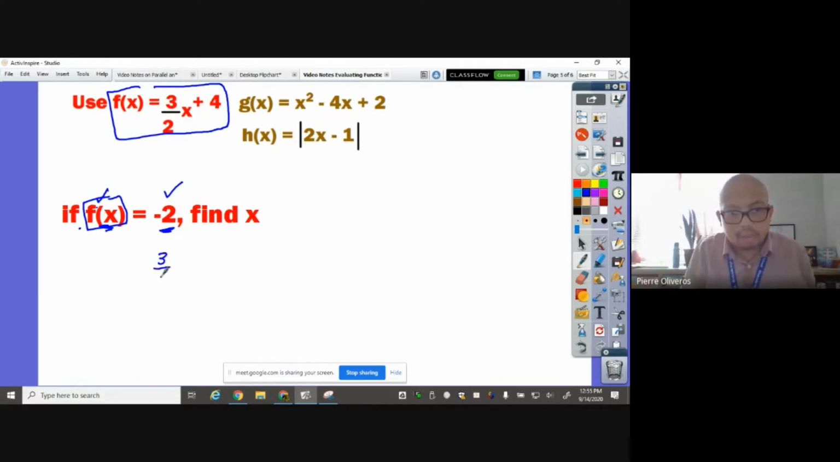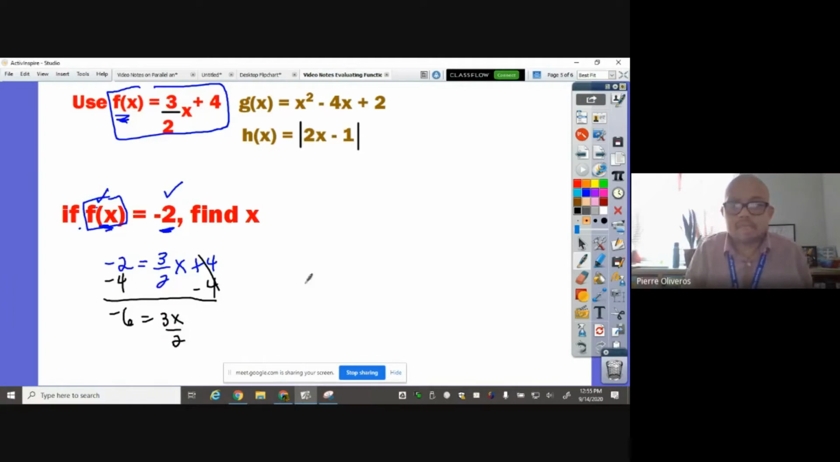You're going to set that equal to negative 2. So therefore, you're going to have 3 halves x plus 4, and then f of x will be replaced by negative 2. And just solve for the x here. So minus 4 here, minus 4 here. This becomes negative 6 equal to 3 halves x. Multiply everything by 2. This crosses out. This becomes negative 12 is equal to 3x. Then divide by 3, divide by 3, cross it out. x is equal to negative 4.